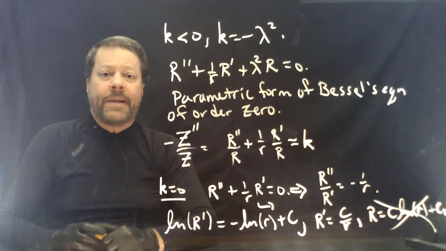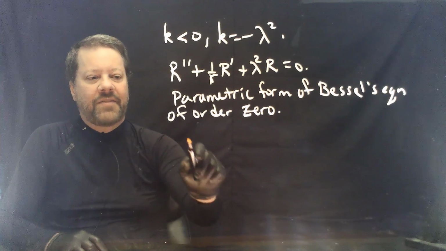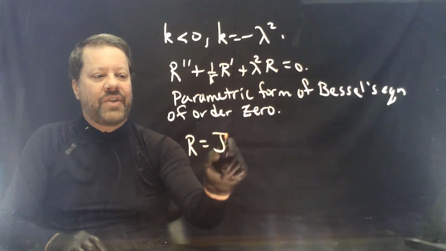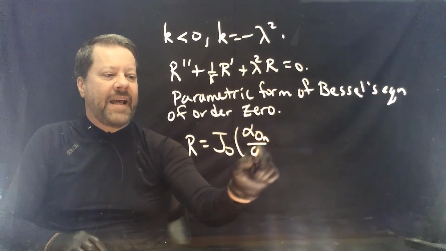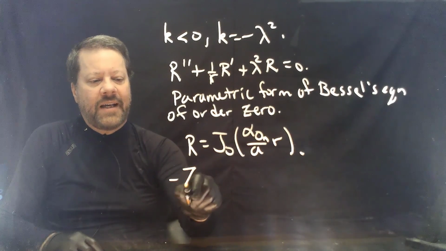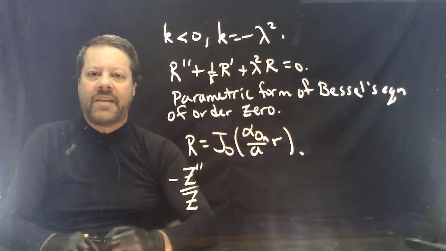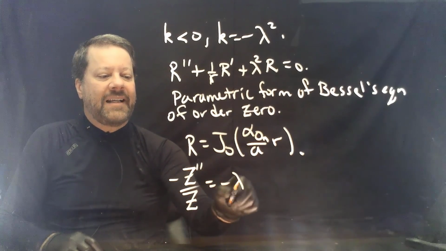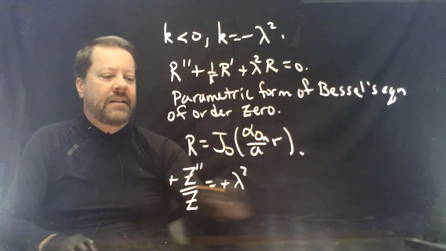This is good news because we already know the solution. We'll have a bunch of solutions of the form r equals J0 of alpha 0n over a r. We also had the differential equation negative z double prime over z equals negative lambda squared. So we knock the negative off of both sides.